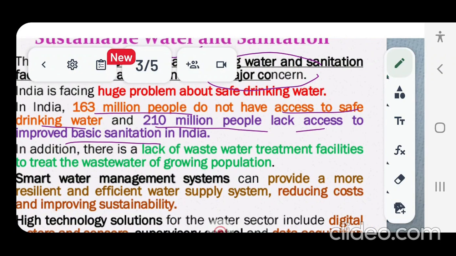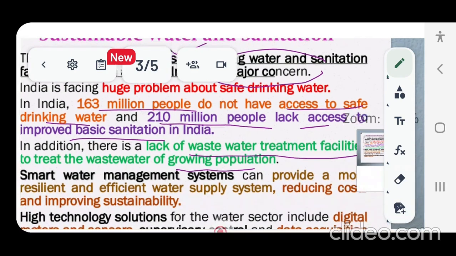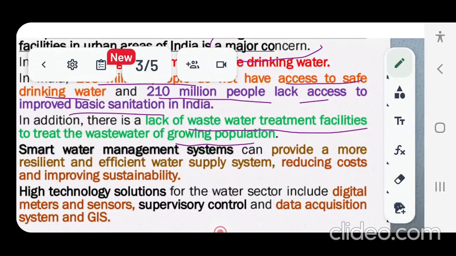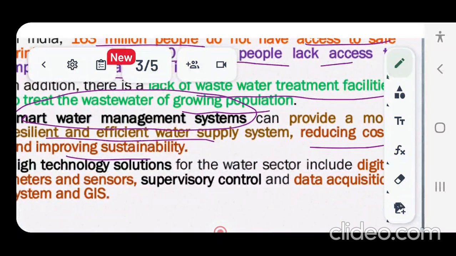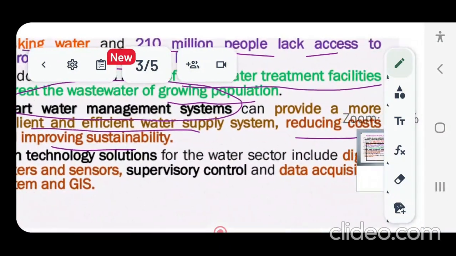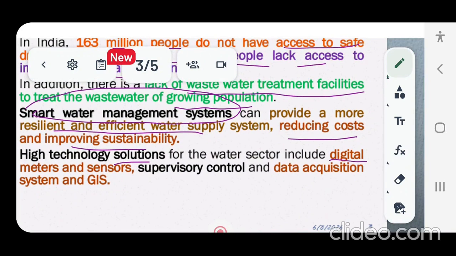And the wastewater that is let out by the growing population is not treated properly, as there are no waste treatment facilities in greater number. These problems can be overcome by adopting smart water management systems, and this will lead to a more resilient and efficient water supply system, leading to reduction in costs and improvement in sustainability. So this smart water management system can be achieved by making use of high technology solutions in the form of digital meters and sensors, supervisory control and data acquisition system, and GIS.